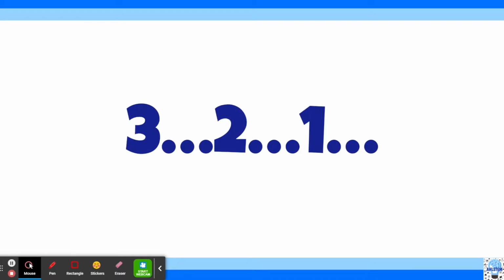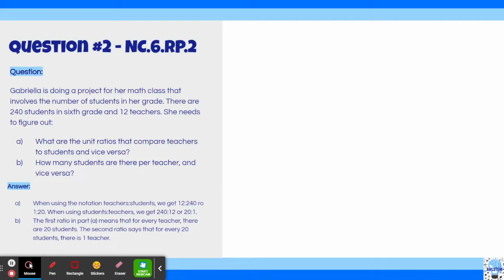3, 2, 1. Okay, for A, our answer is, when using the notation teachers to students, we get 12 to 240 or 1 to 20. When using students to teachers, we get 240 to 12 or 20 to 1.